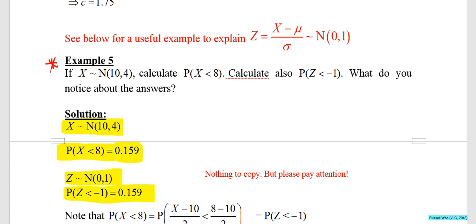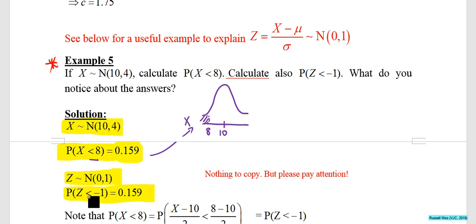What happens is this. This is your x. Mean is 10. Got it? Now, to find probability x smaller than 8, actually this is 8. This is this area.